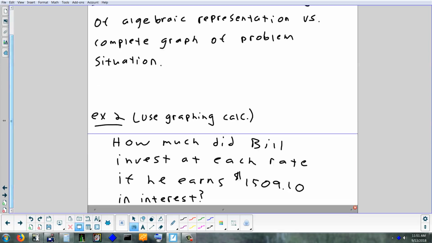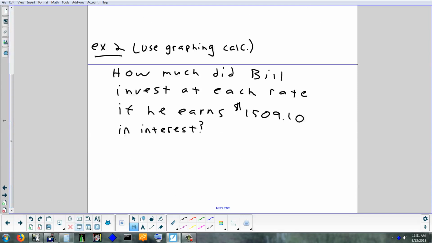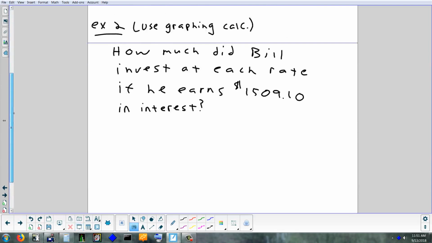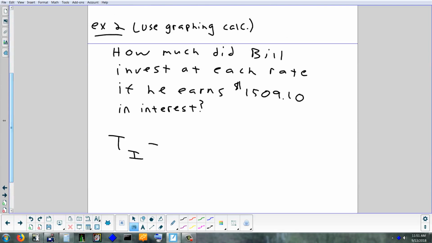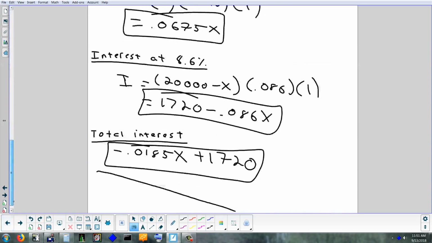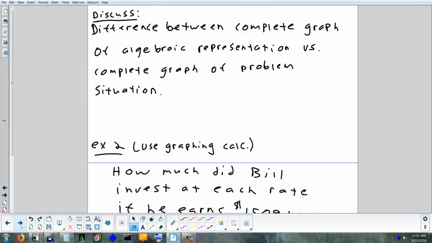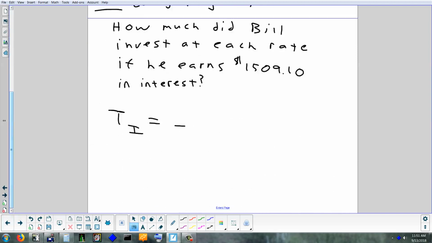All right. So let's say that Bill earned $1,509.10 in interest. How much money did he put in each investment? Okay, so let's just copy over the equation. T sub I, I'm just having that represent total interest. So total interest was negative 0.0185x, and now they're telling us he earned a total of $1,509.10.